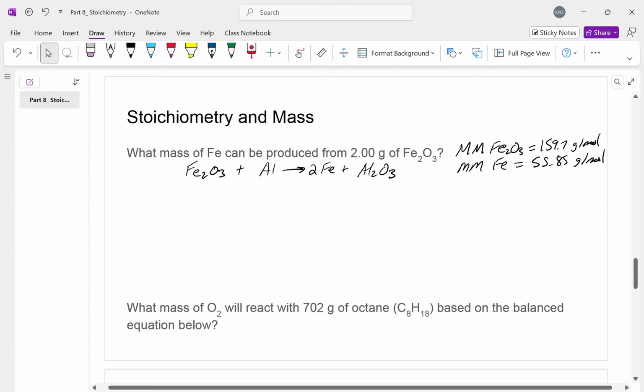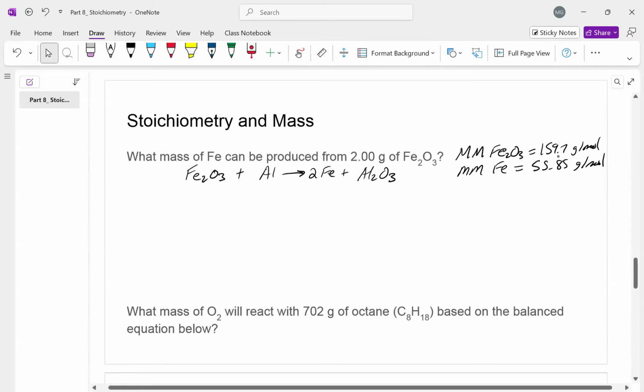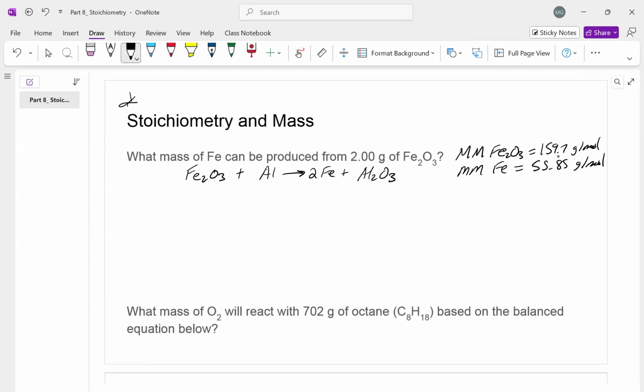All right, so we're going to really jump into the deep end with stoichiometry here and start by, instead of starting with moles of reactants or products, let's start with mass. And again, the key thing that you always keep in the back of your mind is get to moles.